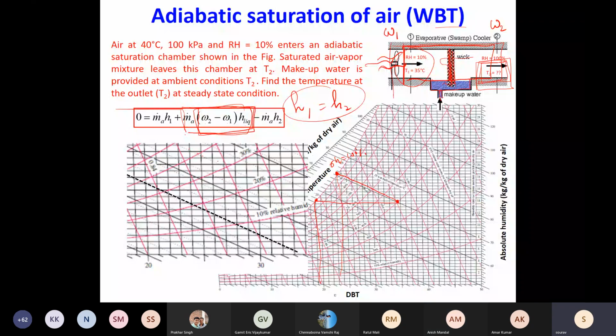But we need not always follow the wet bulb temperature line either. As long as you follow this slope, this is also cooling plus humidification. This is also cooling plus humidification. This is also cooling plus humidification. So that wet bulb line is just one of the cooling plus humidification process lines.